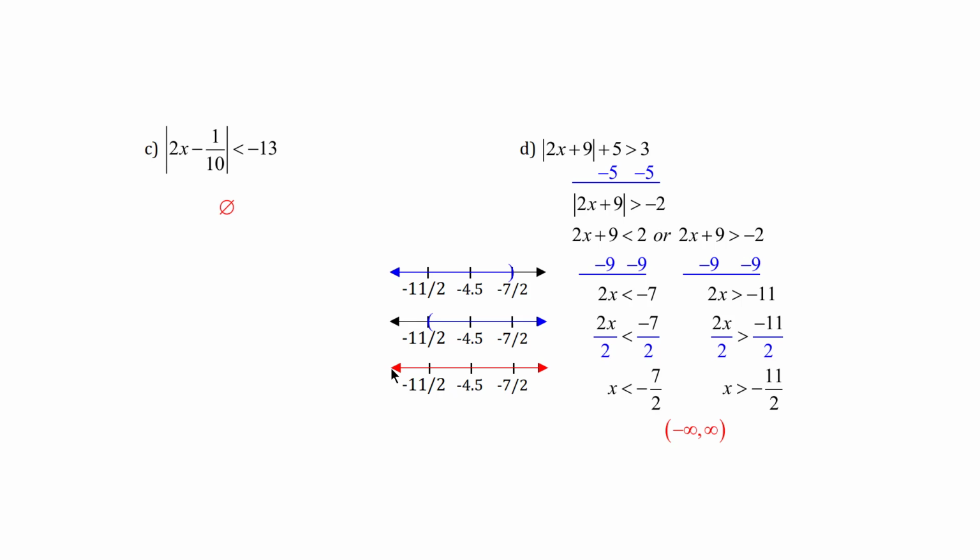This means our solution would be all the numbers going from negative infinity to positive infinity. So our final answer, we write in interval notation, parentheses, negative infinity, comma infinity, close parentheses.